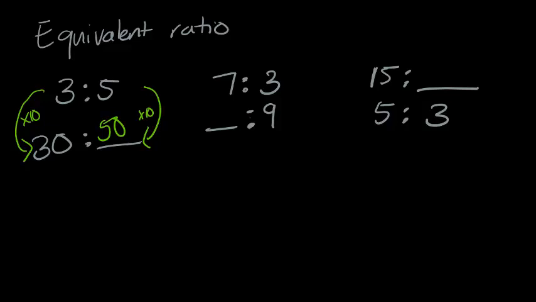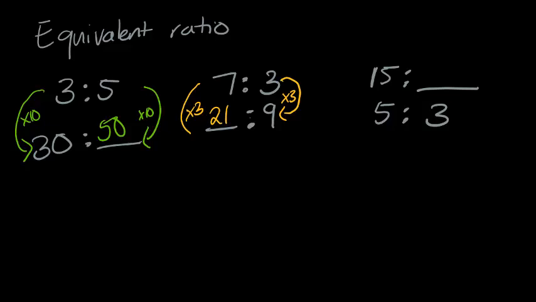7:3 is the same as blank is to 9. So I'm going to say, what do I do to 3 to get to 9? 3 times 3 gives me 9. Do the same on the other side. 7 times 3 gives me 21. My answer is 21 is to 9.